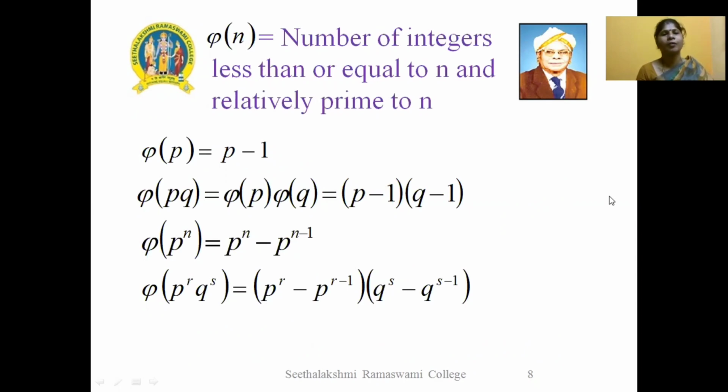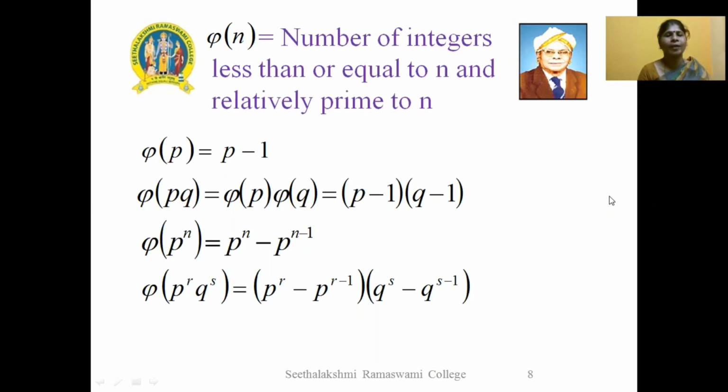For large n, finding phi of n is very difficult. At that time, we can use the following formulas. Phi of p is equal to p minus 1, where p is a prime. Phi of pq is equal to p minus 1 times q minus 1, where the number has two different primes.